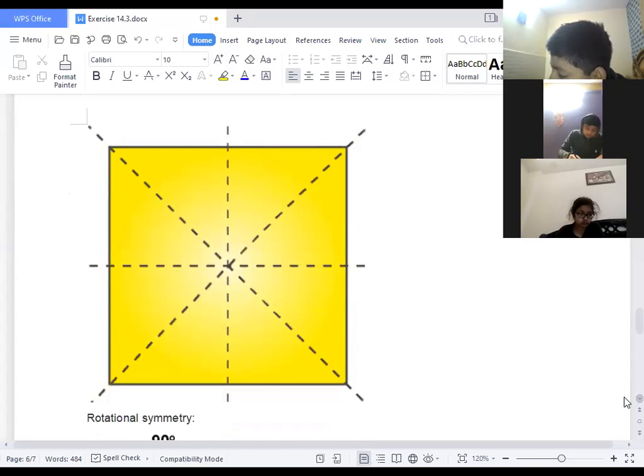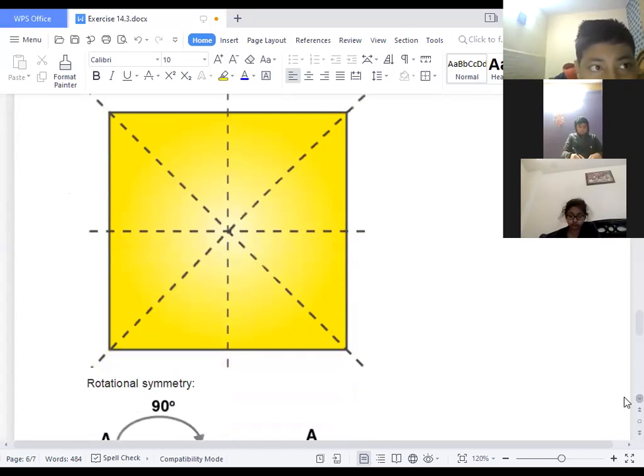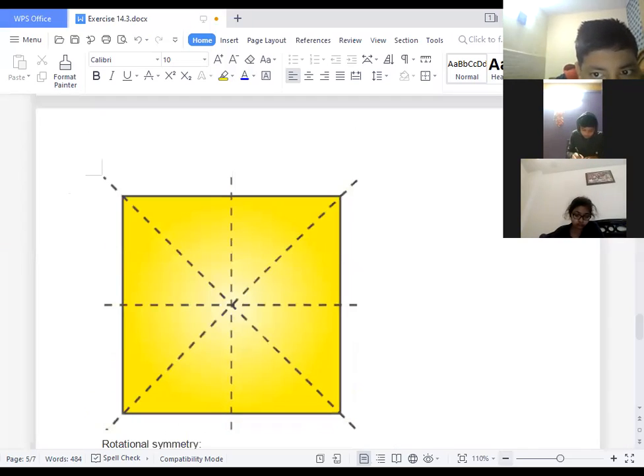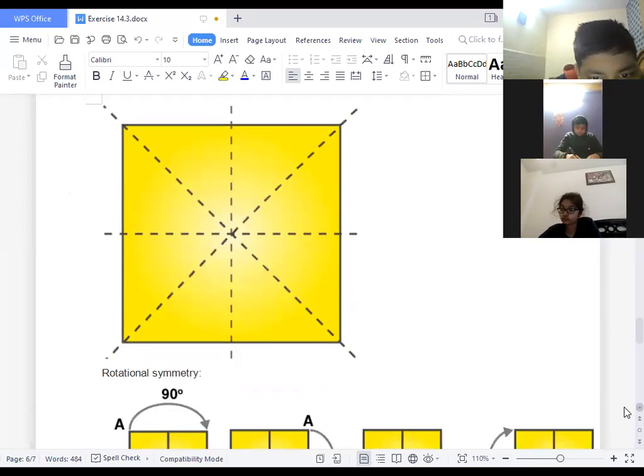This way you can draw a square and show line symmetry in a square. Question number 5, line symmetry in a square, draw it.